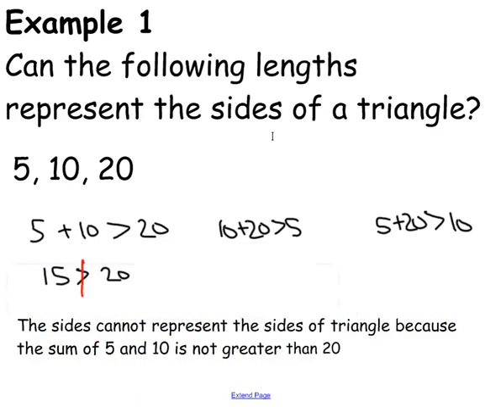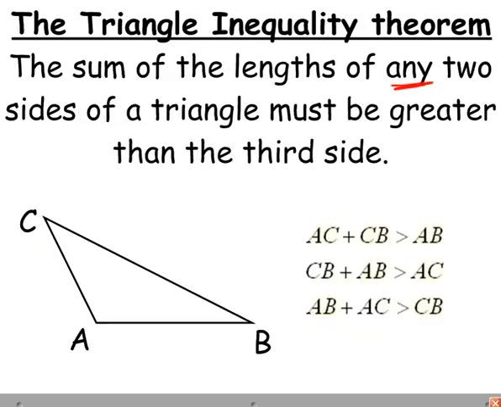All right. Now, even though 10 plus 20 is 30, and that's greater than 5, and even though 25 is greater than 10, if it doesn't hold true for all of the combinations, it cannot be a triangle. All right, so the triangle inequality theorem says the sum of the lengths of any two sides of a triangle must be greater than the third side. AC plus CB has to be greater than AB. CB plus AB has to be greater than AC, and so on and so forth.